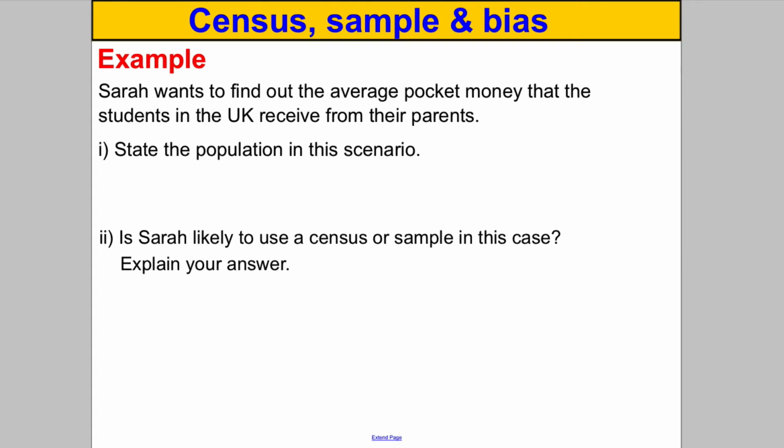So she wants to find out this time, Sarah, about how much pocket money students receive from their parents in the UK. So this time the population is maybe students in the UK. And this time, a census or a sample? I very much doubt there is information out there for every single parent and how much pocket money they give their student. So in this case, you're bound to have to use a sample, all right, and do some investigation yourself. Maybe ask 100 or 1,000 people and see if you can work out information based on that.